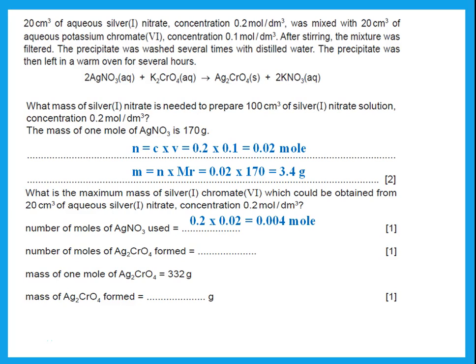What would be the number of moles of silver chromate formed? Well, I look at the equation. Where is the equation? We're talking about silver nitrate and silver chromate. Now, the equation shows that the number of moles of silver nitrate should be twice that of silver chromate. So, the silver chromate should be half of that. Okay? So, if the silver nitrate is 0.004, my silver chromate is 0.002. Now, he already gives me the mass of 1 mole, which is the MR of silver chromate, and he wants the mass. How do I get mass? Mass is number of moles times MR, and that comes out to be 0.664 grams.